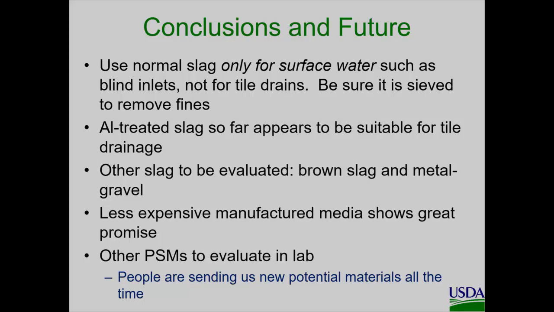So, some conclusions here and talk about the future. Use normal slag, that's your electric arc furnace slag, your blast furnace slag, not treated with aluminum, for surface water only. Blind inlets, things like that. Do not use it for tile drain. The alkalinity, or the bicarbonate specifically, will kill that slag. It'll be short-lived. It'll work great for 6 months, and then it's dead.